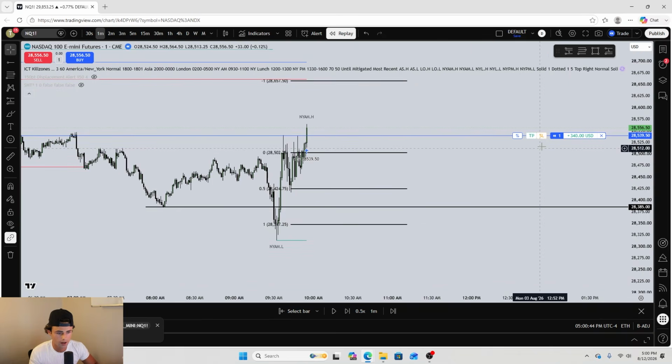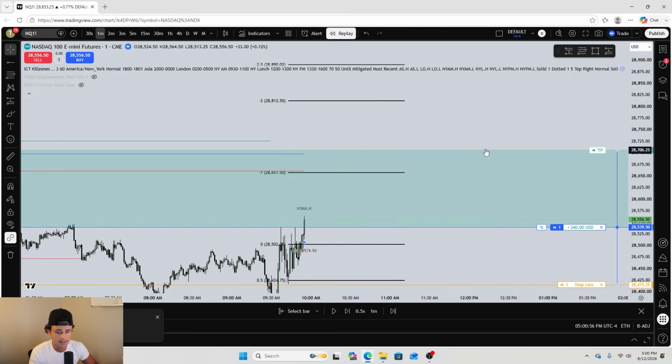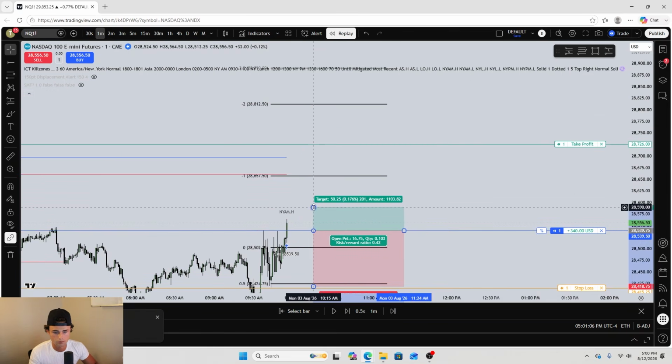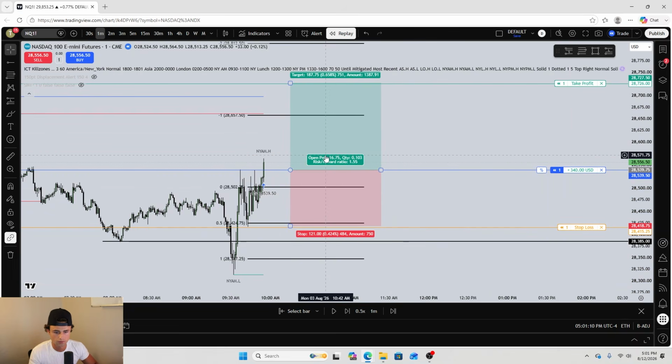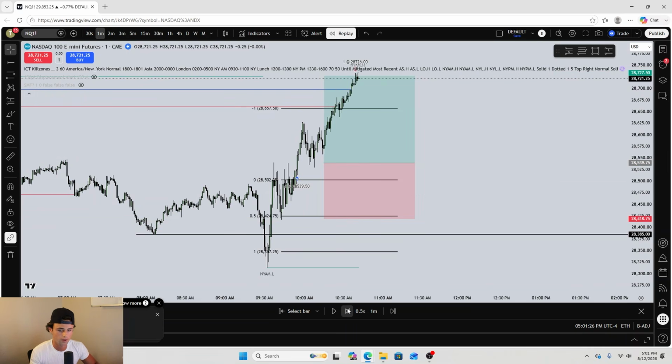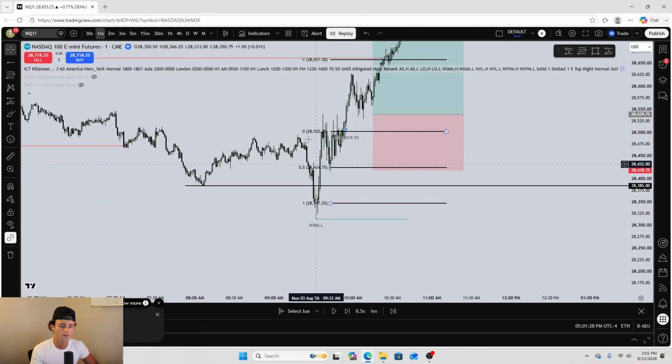Okay, now we're in the trade. So I'm going to put my stop loss below the rebalance wick. In this case, I'm going to put my take profit at the highest session high. So we have about a 1 to 1.5 risk to reward ratio. And it played out. So that's a perfect example of a reversal.